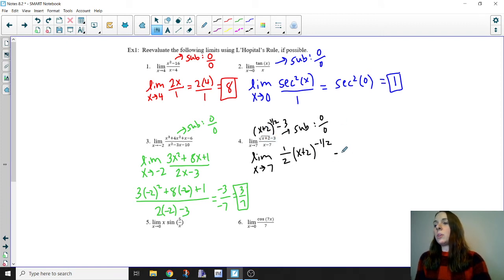And so now we can use this expression to evaluate our limit by subbing 7 in for x. And let's see, 7 plus 2 is 9. 9 to the -1/2 power, what's that? That is 1/3, right? 9 to the 1/2 power is 3. 9 to the -1/2 power is 1/3. Multiply the 1/2 with the 1/3, and we get that answer we were looking for, which is 1/6.